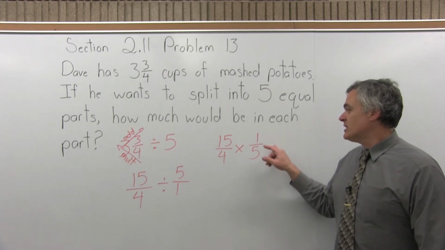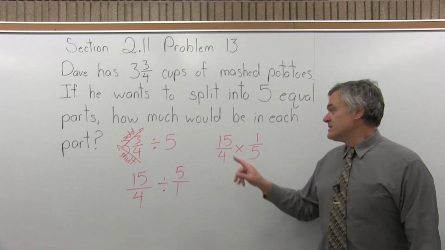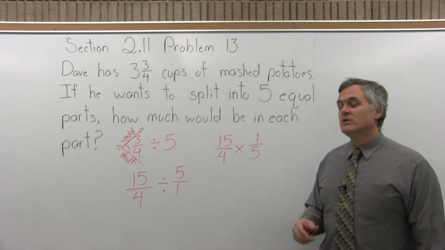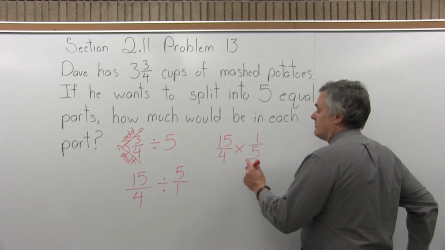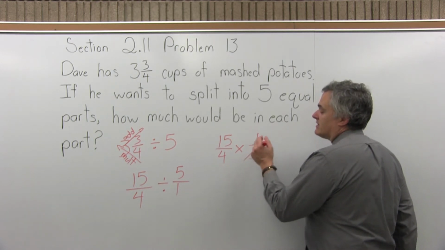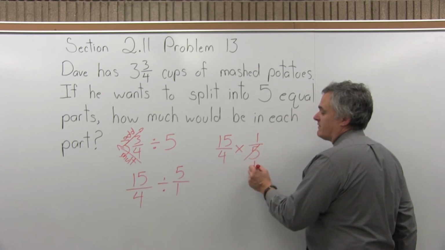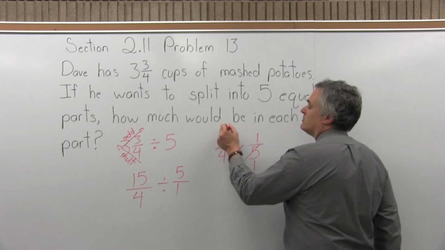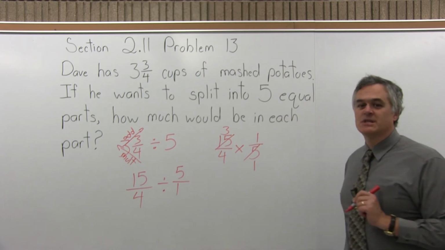And it'll reduce pretty nicely. Or if you notice, the 5 and the 15 now you can pre-reduce. And you'll get the same answer either way. But I think it's a little easier if you reduce first. 5 goes into 5 once. 5 goes into 15 3 times.